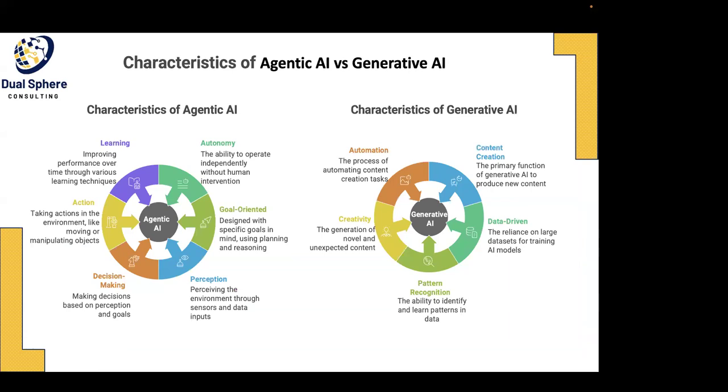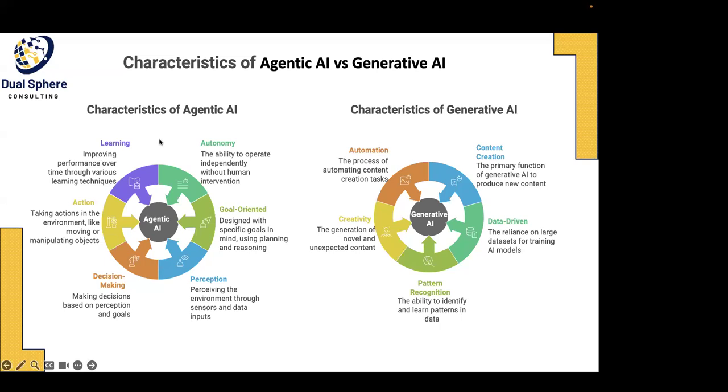Now, quickly see the difference between Gen AI and agentic AI. So let's move towards the right side first. Let's see what the characteristics of Gen AI are. Automation: the process of automating content creation tasks, generation of novel and unexpected content, helps in pattern recognition. It is driven by data, and the primary function of Gen AI is to produce new content based on the learnings given to the large language model.